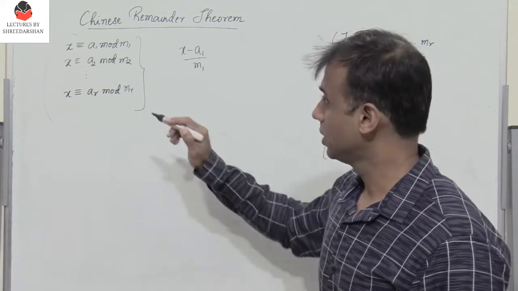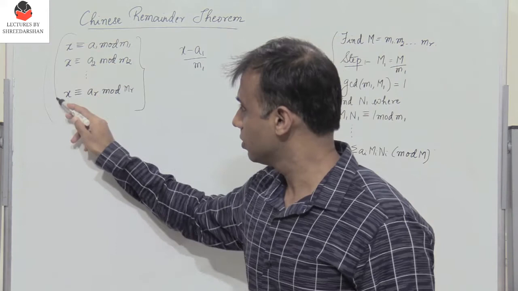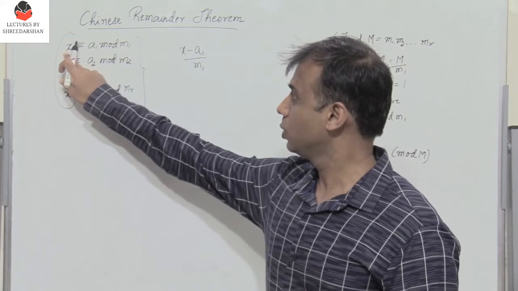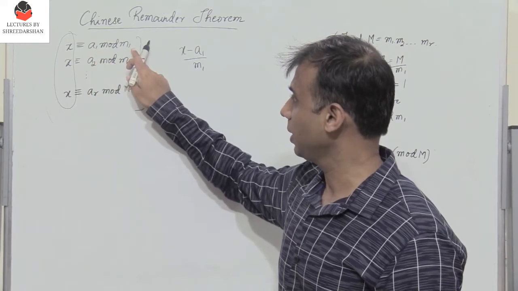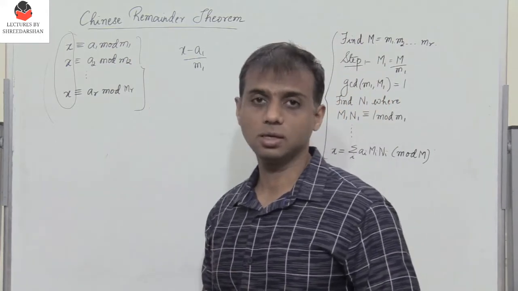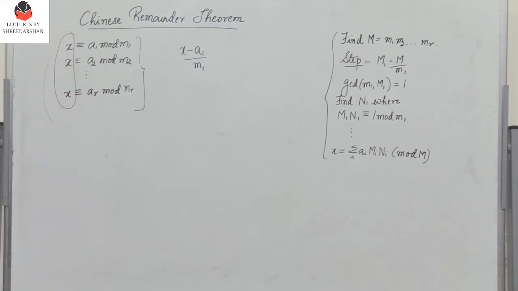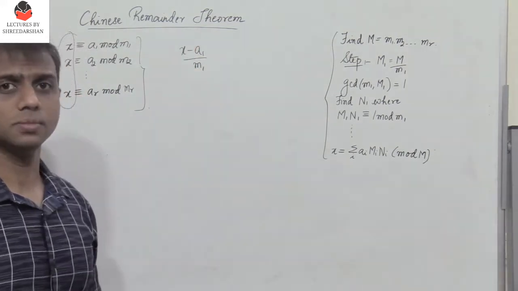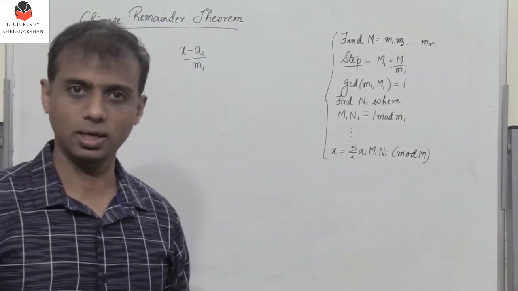Now if you have observed, I have a set of r congruence relations, and the LHS value x is the same. So I need to find a single value x which satisfies all these congruence relations. x minus a1 should be divisible by m1, x minus a2 should be divisible by m2, and so on. How do we find a single value x which satisfies these r relations? For that we use the Chinese remainder theorem. We shall go through the general method, and then we shall take a problem and see how this method can be applied and how we can find a single value x.